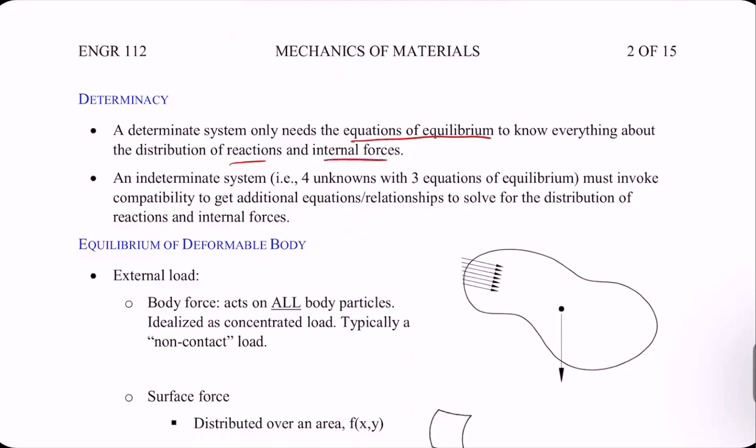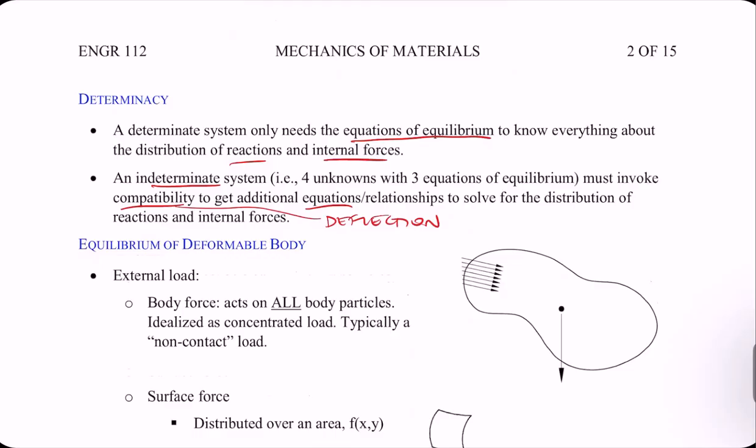If we have too many unknowns, we're going to get into an indeterminate system. We'll need to write additional equations, and those are going to be compatibility, which is just a fancy way of saying we are going to write information about the deflection. So we're going to need to know how to calculate deflection before we can handle indeterminate systems.